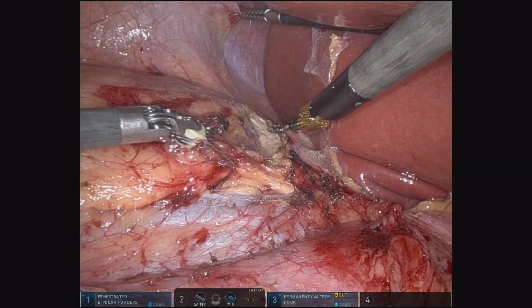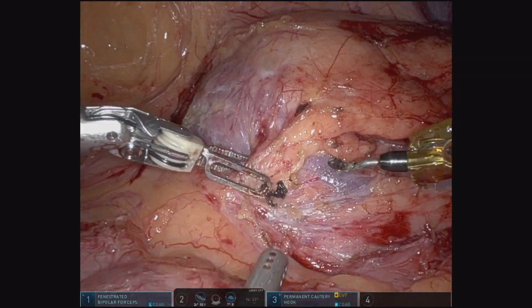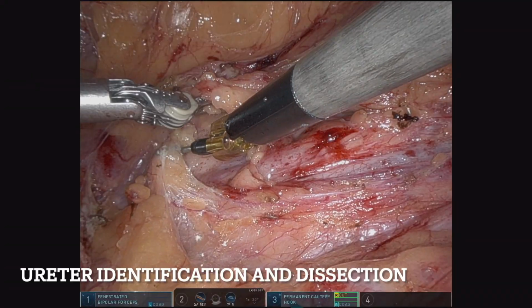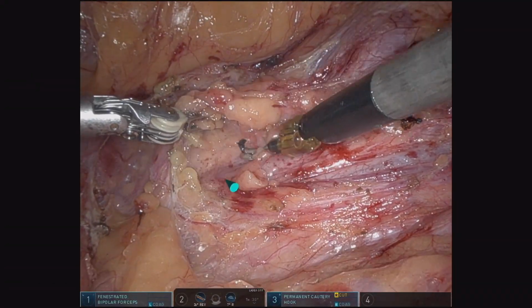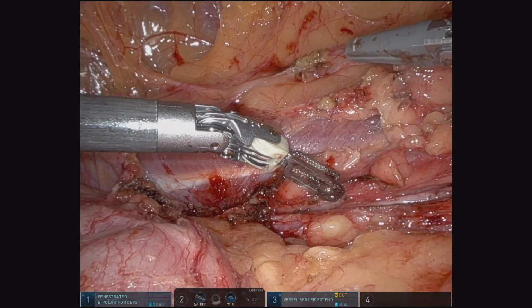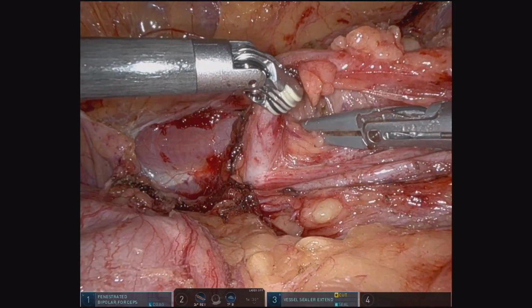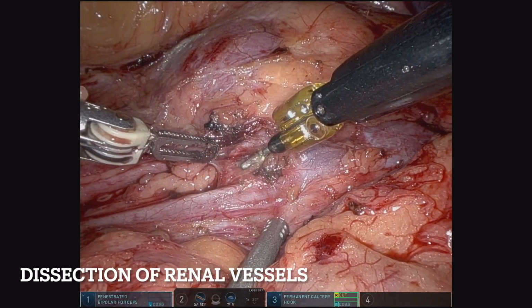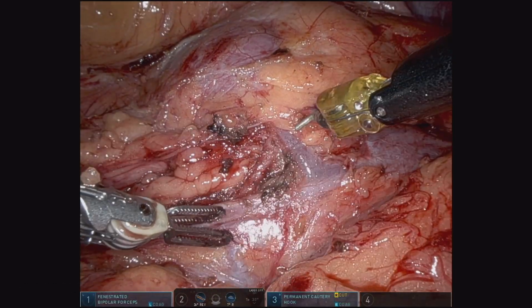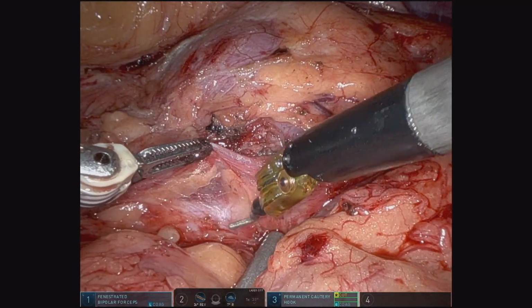IVC is exposed after cauterization of the duodenum. And then we continue dissection inferiorly to identify the ureter. The ureter is abnormally dilated and thickened. We dissect out the hilum more and identify the vessels.